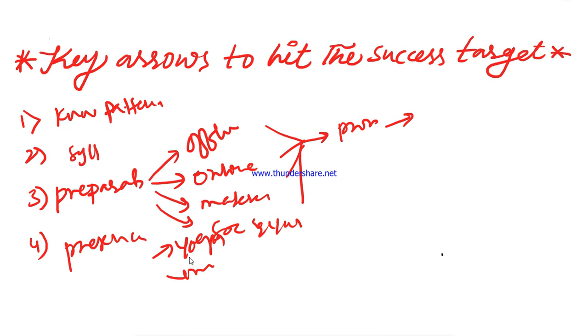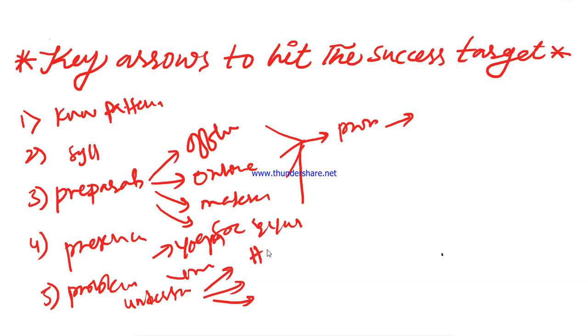Okay, right. And next one, the rank deciding factor or rank deciding arrow, is problem understanding level in the examination hall. Okay, problem understanding level in the examination hall. Okay, because we know that each and every competitive examination gives questions of three types: hard, medium and easy. Okay, so hard, medium and easy levels of the questions only depend on the problem understanding level of an aspirant.